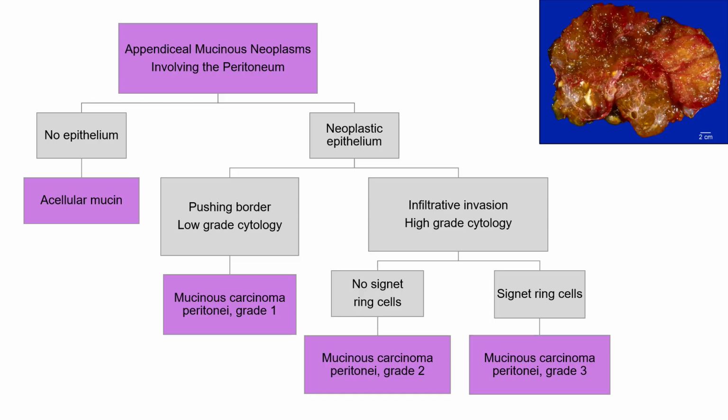When we detect neoplastic epithelium within mucinous deposits, we need to assess two main features to determine whether we're dealing with low versus high-grade disease. In low-grade disease, we're going to see a pushing border and low-grade cytology, whereas with high-grade disease, we expect to see infiltrative invasion and high-grade cytology. So let's get started with our low-grade neoplasms, which are called mucinous carcinoma peritonei, grade 1.